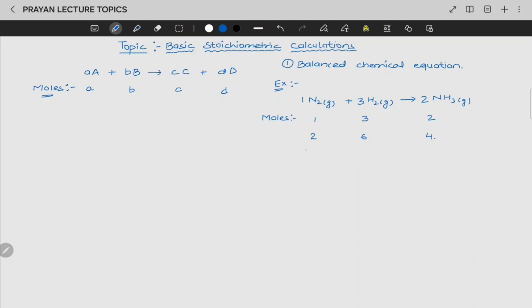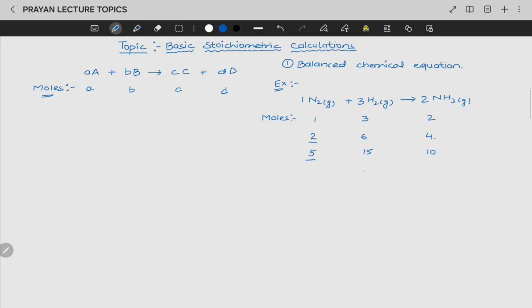In the same way, let's say we are having 5 moles of N2. With these 5 moles of N2, how many moles of H2 will be required? As we know, 1 mole of N2 will require 3 moles of H2. So 5 moles of N2 should require 15 moles of H2. And in the same manner, 1 mole of N2 produces 2 moles of NH3, so 5 moles of N2 will produce 10 moles of NH3. So if we know the moles of any one of the components, then we can find the moles of other species. Let's take a few more examples.